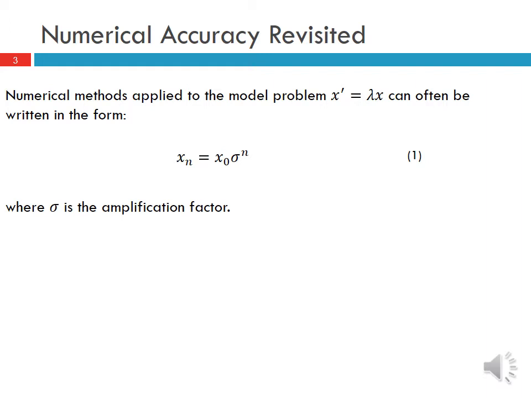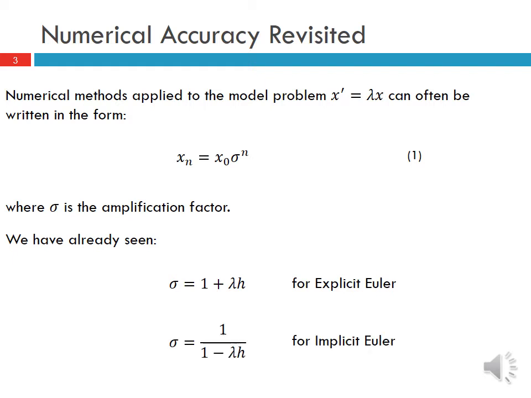x prime equals lambda x can often be written in the form shown here, where at time step n, x_n is equal to x0 times sigma to the power n, where x0 is the initial value, and sigma is the amplification factor. So we have already seen that sigma is equal to 1 plus lambda h for explicit Euler, and sigma is equal to 1 over 1 minus lambda h for implicit Euler.